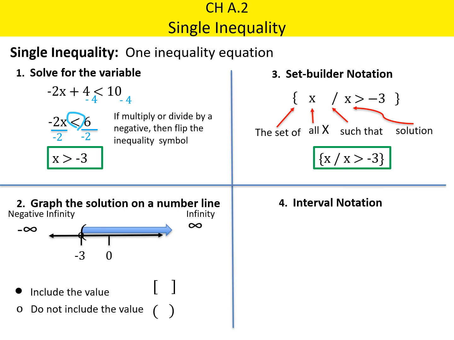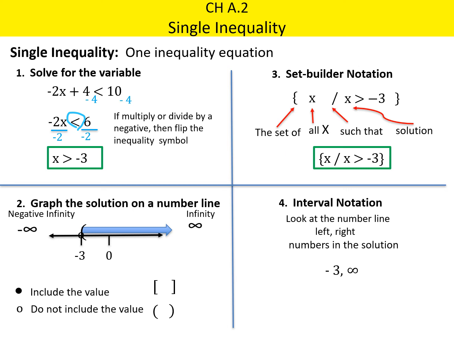Another way of expressing the solution is to show it in interval notation. In interval notation, you look at the number line, you look at the left and the right numbers that are in the solution. The leftmost number here is -3. The rightmost number in the solution is actually the infinity.